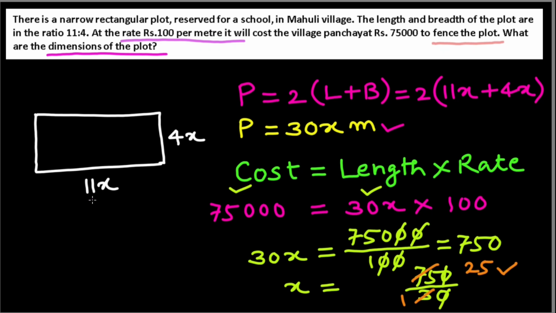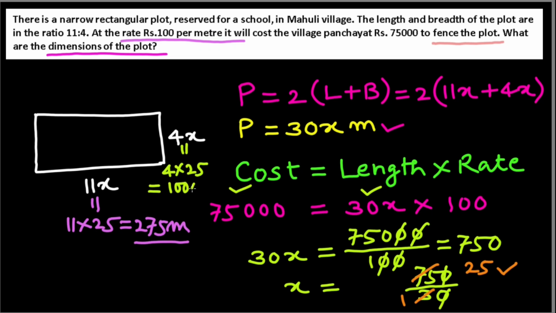Now this length will be 11 multiplied by 25, which will be 275 meter, and this 4x will be 4 multiplied by 25, that is 100 meter. So the length of the plot will be 275 meter and its breadth 100 meter.